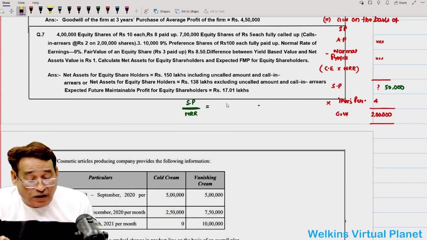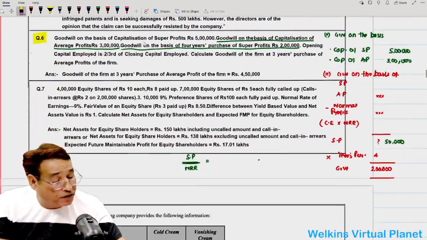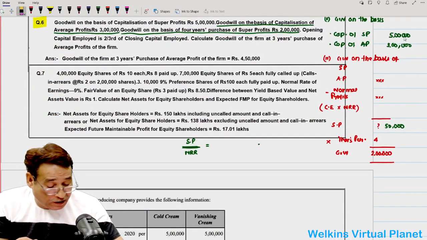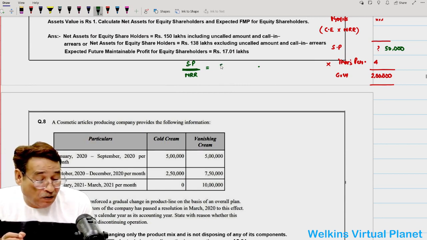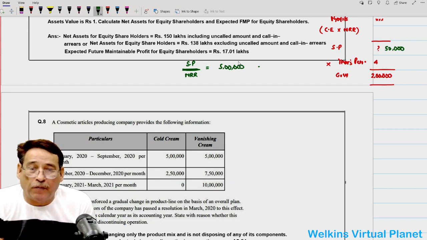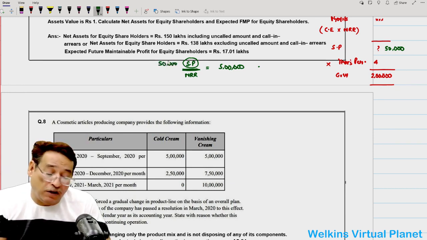You have been given that through capitalization of super profits, goodwill was given to you as 5 lakhs. Well then, goodwill value is 5 lakh as per capitalization of super profits. And we have the amount of super profits which we just computed. Amount of super profit is equal to 50,000. Is it clear to you?